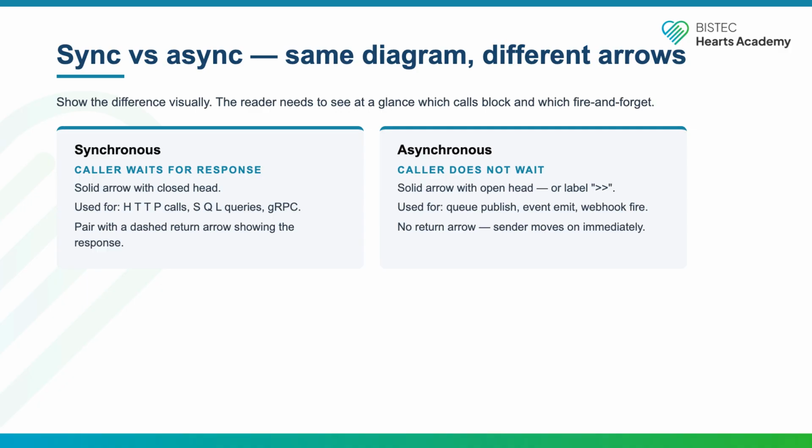Asynchronous. Caller does not wait. Solid arrow with open head. Used for queue publish, event emit, webhook fire. There is no return arrow. The sender moves on immediately. If your sequence diagram looks the same for sync and async, redraw it. The visual difference is what makes the diagram useful.